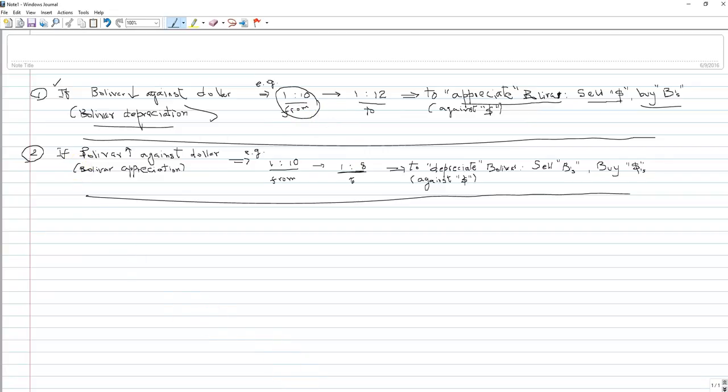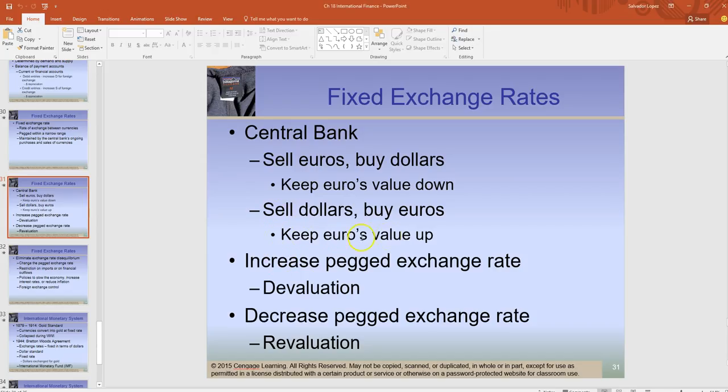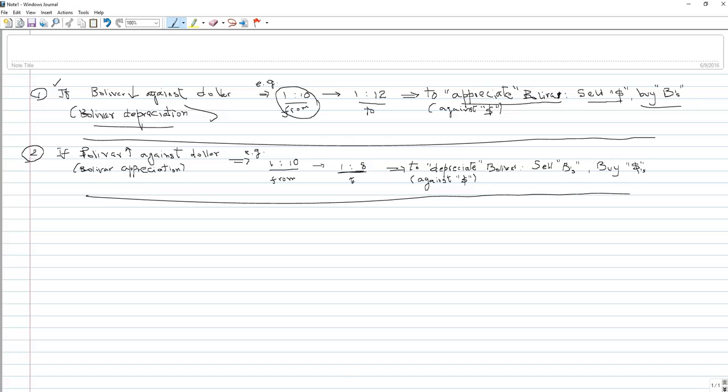Now, the other case, which is shown below here, to keep the euro's value up, sell dollars, buy euros. This would be like the US point of view, and euros being the foreign exchange. For Venezuelans, if the Bolivar increases in value against the dollar, in other words, the Bolivar has appreciated, and they want to keep the rate at 1/10, but it went from 1/10 to 1/8. In other words, now less Bolivars per dollar. That's an appreciation or strengthening of the Bolivar.